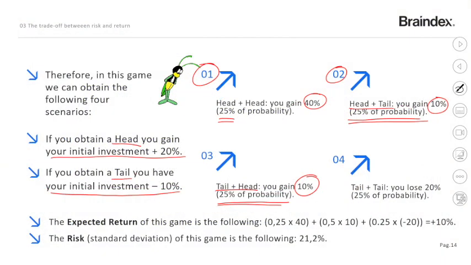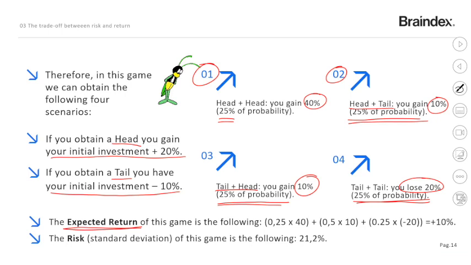And the last possible scenario is to obtain tail plus tail. Minus 10, minus 10, minus 20%. You lose 20%, and this is 25% of probabilities. If we all understand this game, the average would be to earn money or to lose money. Well, the expected return of this game is the easy part to measure.